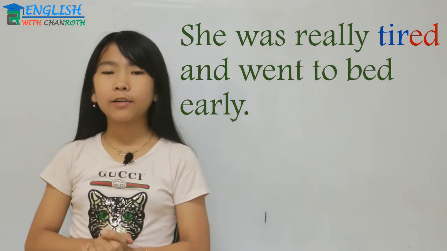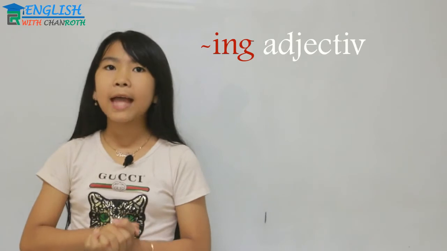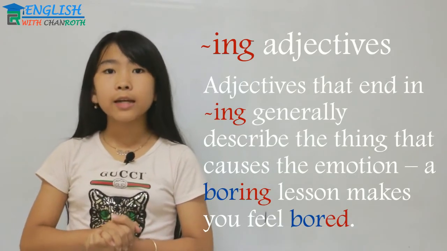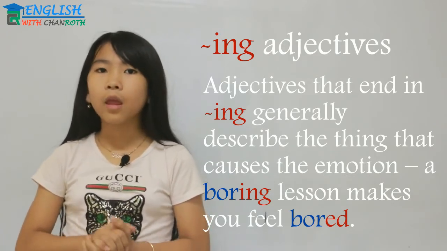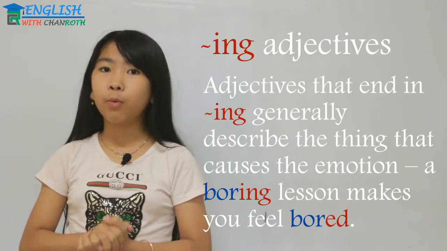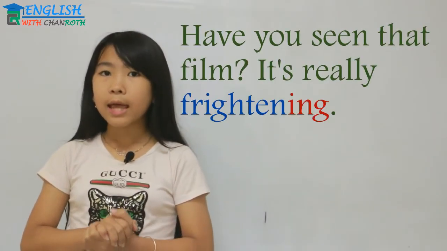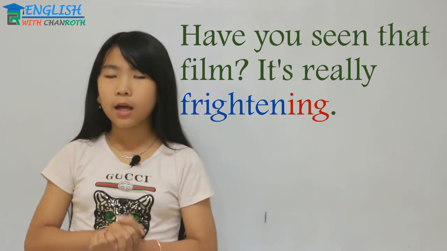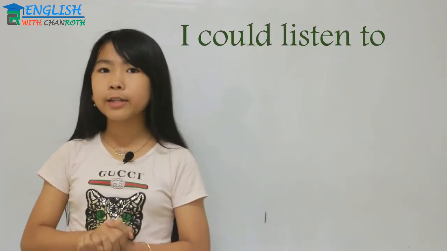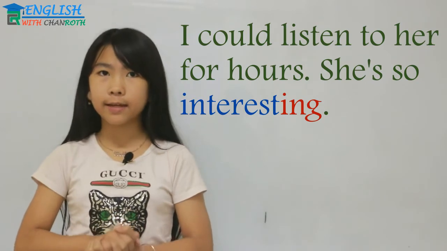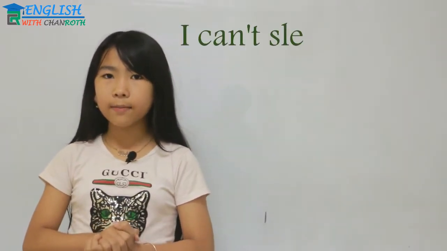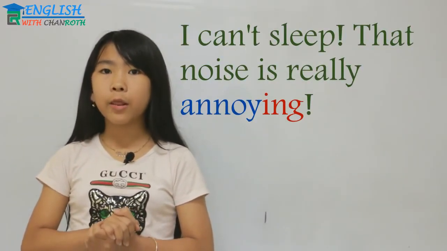Now, let's talk about ing adjectives. Adjectives that end in ing generally describe the thing that causes the emotion. Like, a boring lesson makes you feel bored. For example, have you seen that film? It's really frightening. Another example, I could listen to her for hours. She's so interesting. One more example. I can't sleep. That noise is really annoying.